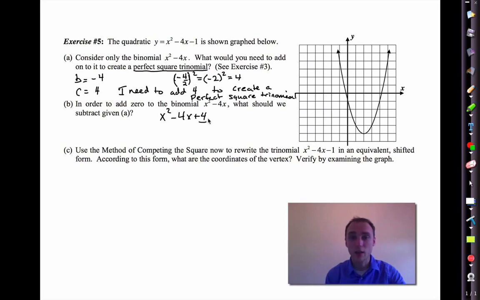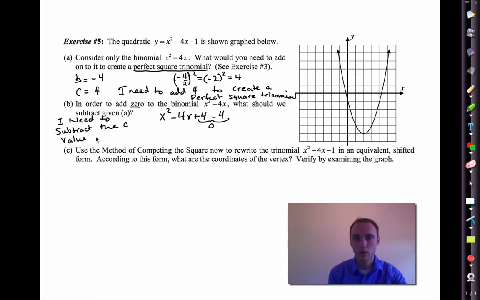So it's asking me what can I subtract now to make it so I add 0? Well, if I subtract 4, then what did I technically just add? I just added 0, right? So that's what it's asking me. What do I have to subtract? And the answer is, if I add and then subtract the c value, I really just added 0, right? So I need to subtract the c value, or 4 in this case.